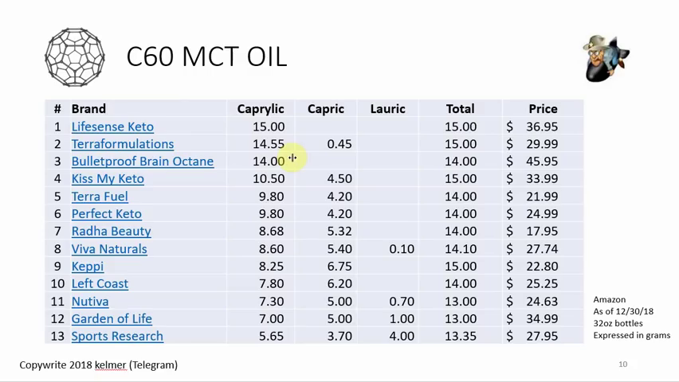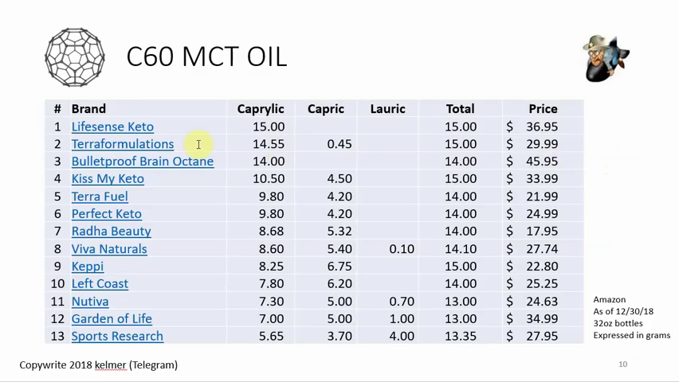Now, this is the one I've been buying. I started out buying Bulletproof Octane. I bought a couple of bottles of those, but I've switched over to Terra Formulations because look at the price difference here. Bulletproof sells for $45.95 as of yesterday. I think the first time I ever bought it was like $52 or $55, and I thought that's what it cost. But you can get as low as $30 and get literally more caprylic acid in the bottle than you do from Bulletproof, and that's like a 34% savings off of Bulletproof.